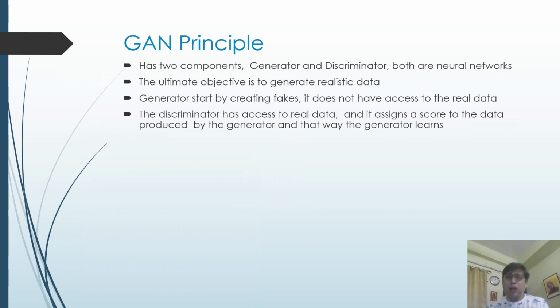Okay, so now this generative adversarial network actually has two components, in contrast to maybe other generative models. One is the generator component, and another is the discriminator component. Both are neural networks. The discriminator plays the adversary of the generator. It tries to challenge the generator, and that way the generator learns better. The ultimate objective is, of course, to generate realistic data. So how does this process start? The generator starts by creating fakes.